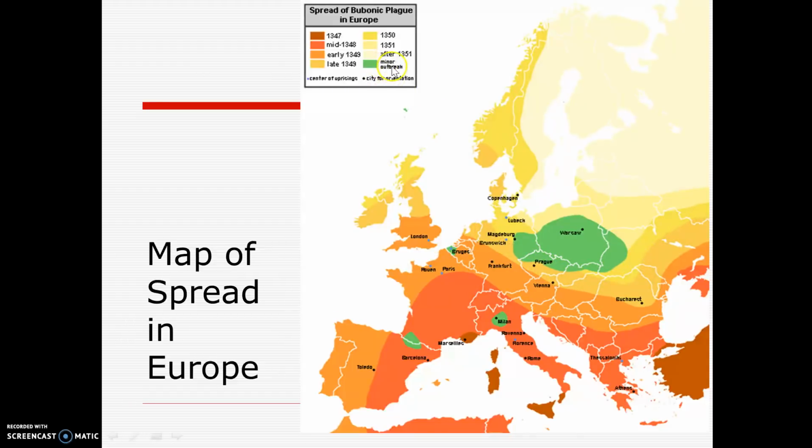Now, the green was where there were only minor outbreaks. For something like Milan, there was only a minor outbreak. The Pyrenees here, and then up here near Prague and Warsaw. I wonder why there were only minor outbreaks there.